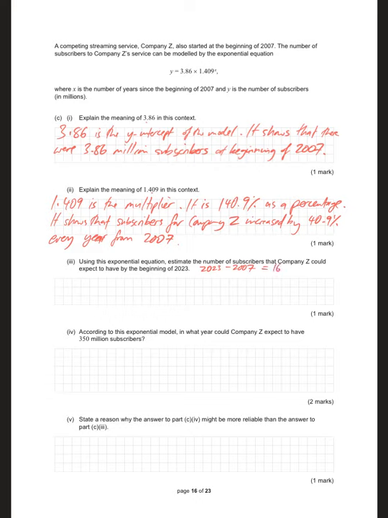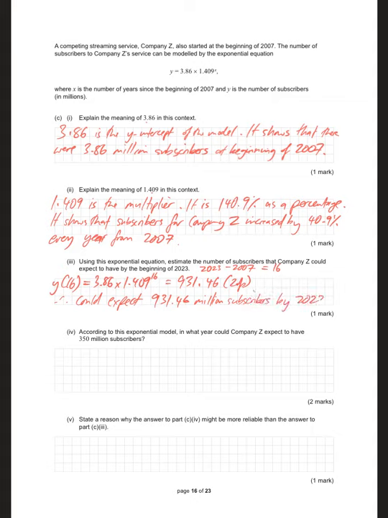16 years. So Y for 16 years is going to be 3.86 times 1.409 to the power of 16. 1.409 to the power of 16 times 3.86 is 931.46 to 2 decimal places. Therefore, we could expect 931.46 million subscribers by 2023.